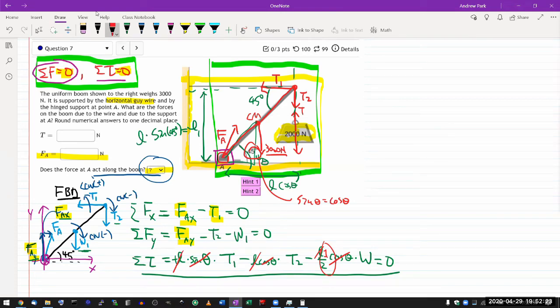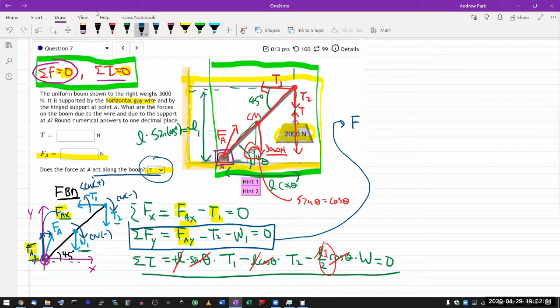So it doesn't quite matter what I eliminate first. I think I can do it this way. Let me organize it here. This FAy equation stands on its own. It lets me solve for the y component by itself, separately from anything else. The y component of the hinge force is equal to T2 plus W1. That's 2000 newtons plus 3000 newtons, which is 5000 newtons. I don't need anything else to solve that, so I'm done there.